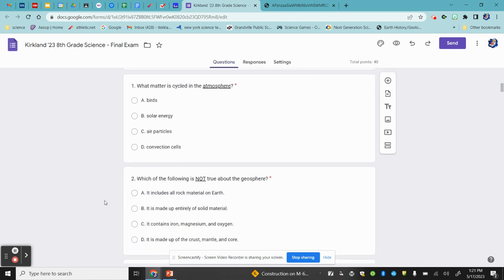Number 1, what matter is cycled in the atmosphere? A, birds. B, solar energy. C, air particles. D, convection cells.